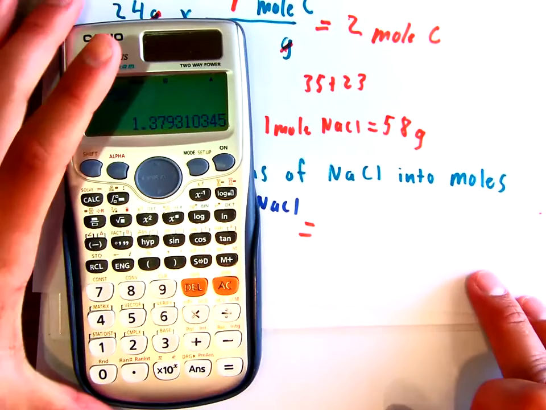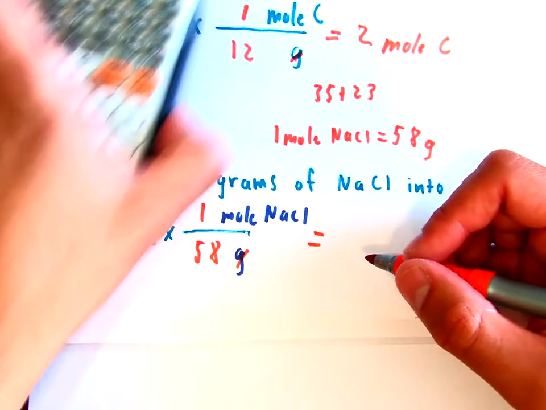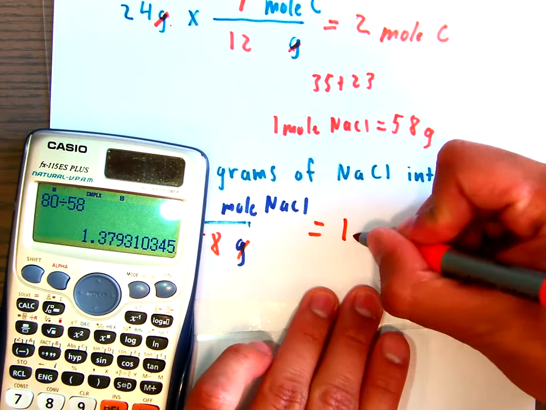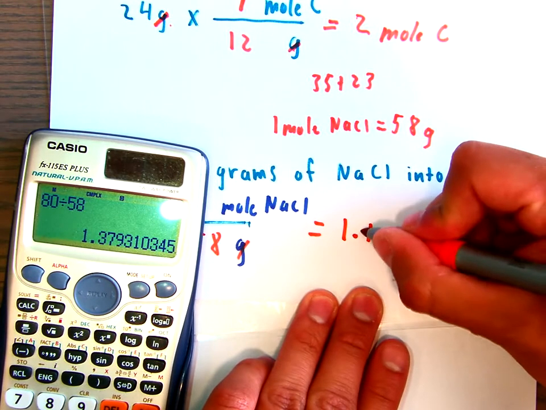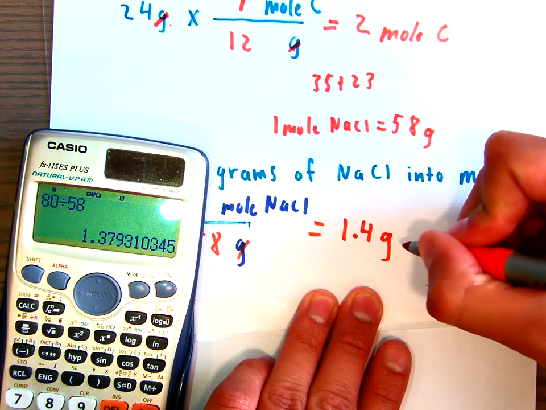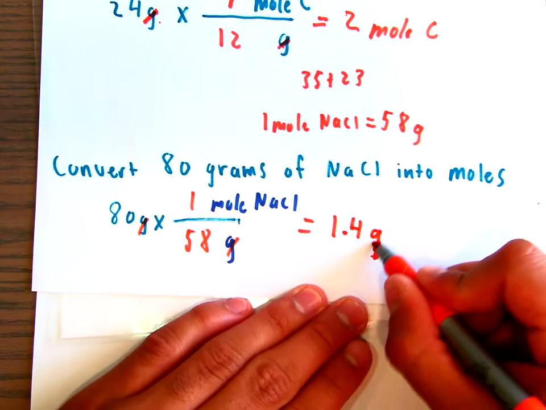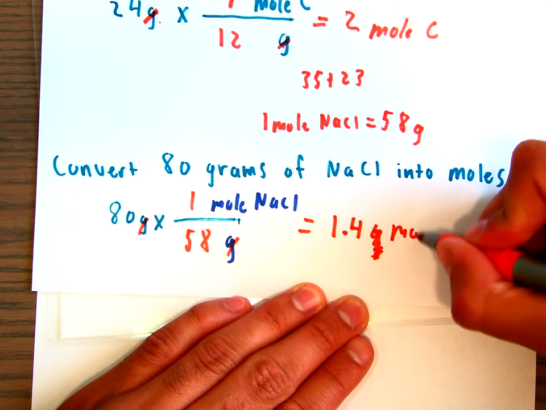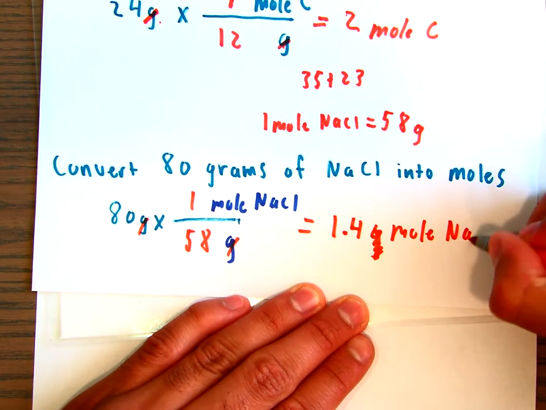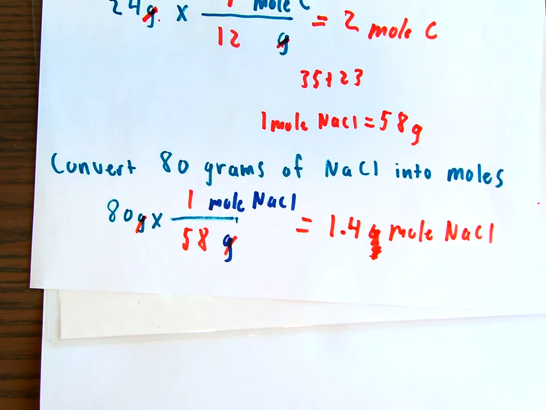1.37. Okay, we'll round to the first decimal, so we'll round to 1. This rounds up to 1.4. And actually, nope, that's not correct, right? Because the grams canceled out. We're left with moles. So 1.4 moles of NaCl. All right, so that's how you go from grams to moles.